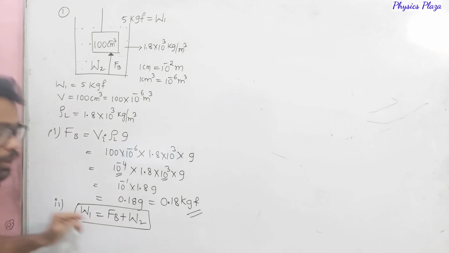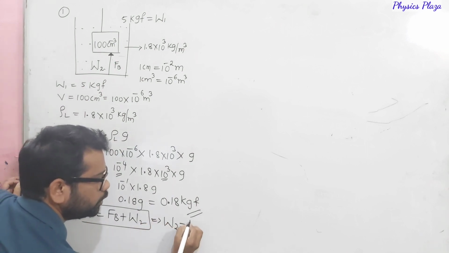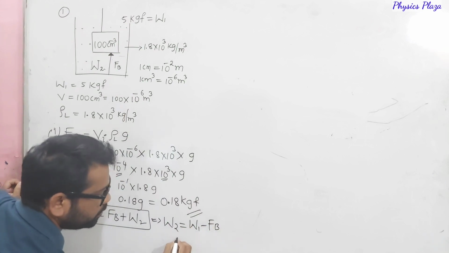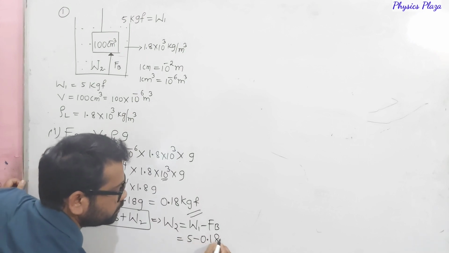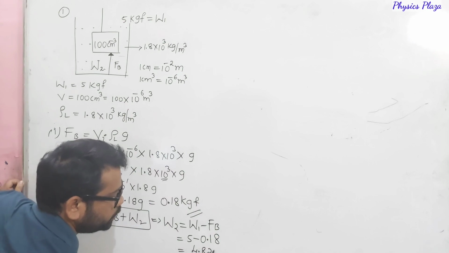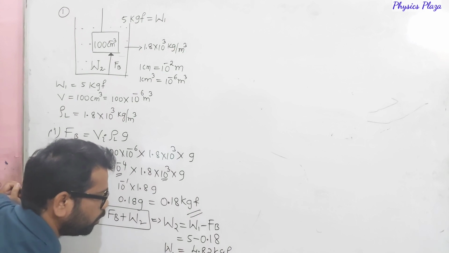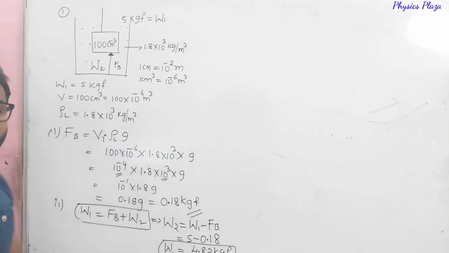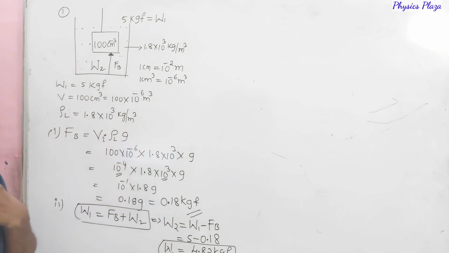Now we need to calculate W2. So W2 can be written as true weight minus buoyant force. True weight is how much, dear children? 5. Buoyant force is 0.18. So the answer is going to be 4.82 kgf. So this is the weight of the body when completely immersed in a fluid. This is how we have to do it step by step.